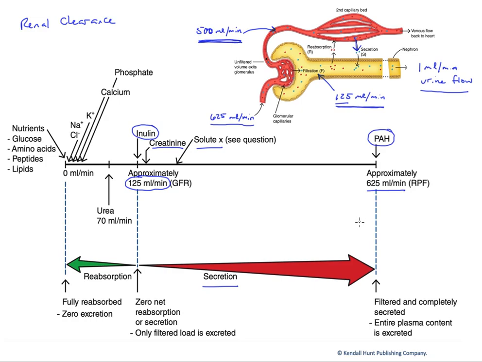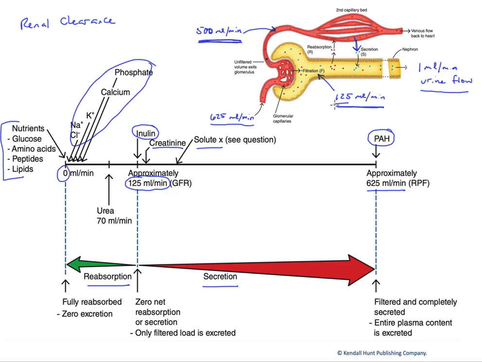Just similarly, on the other side of 125, if we are clearing less than what was filtered, that means we're reabsorbing, right? And so we're going to see all of our electrolytes down here. We're going to see all of our nutrients down here. Nutrients actually give us a clearance of 0, or hopefully 0, right? That is another benchmark.